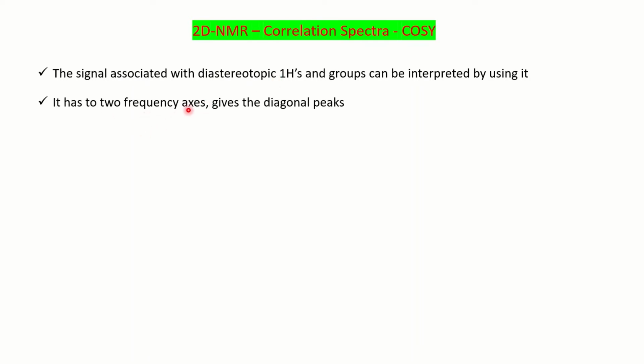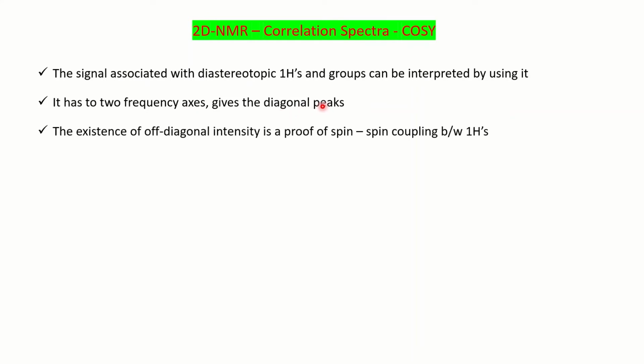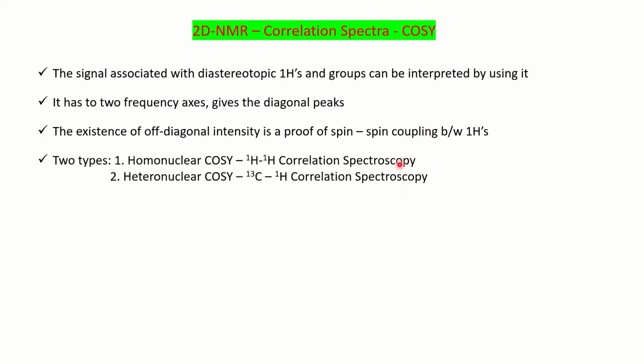It uses two frequency axes, and here you will get the diagonal peaks, and you will obviously also get off-diagonal peaks, which prove that there is spin-spin coupling between the protons. So the off-diagonal peaks tell us about the spin-spin coupling, and then we can tell which proton is coupling to which other proton. There are two types of COSY: one is homonuclear, the other is heteronuclear COSY. Homo means both nuclei are the same, proton-proton, and hetero means two different nuclei, C13 and proton.